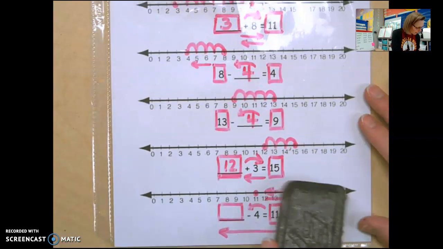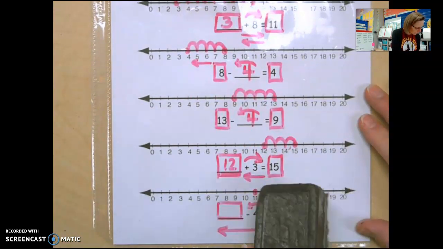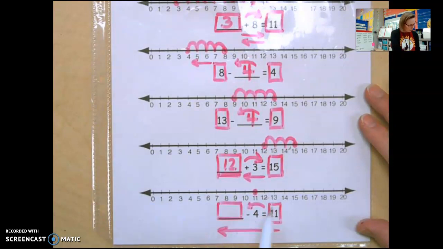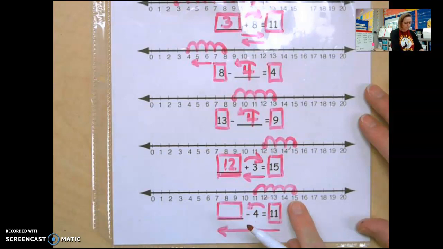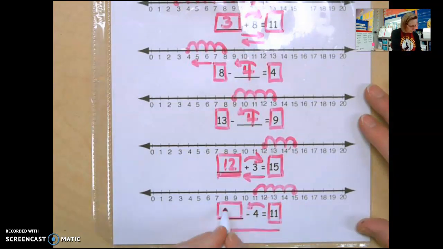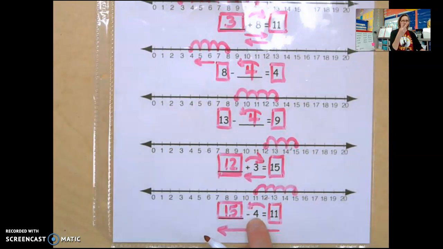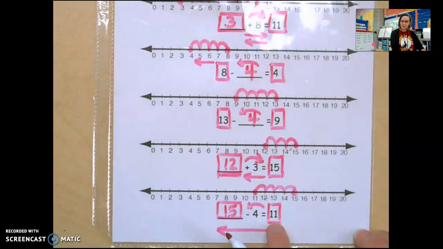So here we go, everybody. Trying to get this done in one video, but it's not going to happen. All right, so instead of going backward, I need to add 4. So I'm going to go 1, 2, 3, 4. And that was my starting number. So let's see if that works. 15 minus 4. Does that work? 15 take away 4. 14, 13, 12, 11. You're right. I did end at 11.